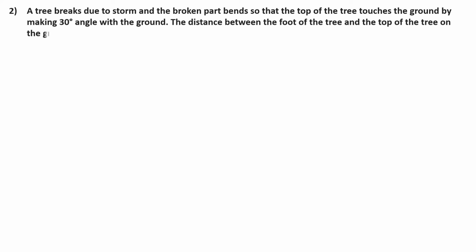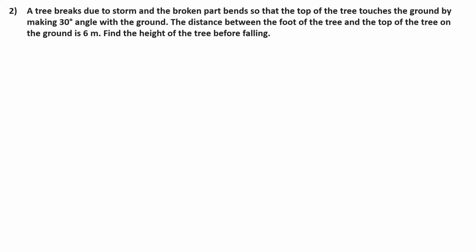On the screen, a tree breaks down due to a storm and the broken part bends so that the top of the tree touches the ground, making a 30-degree angle with the ground. The distance between the foot of the tree and the top of the tree on the ground is 6 meters. Then we have to find the height of the tree before falling.